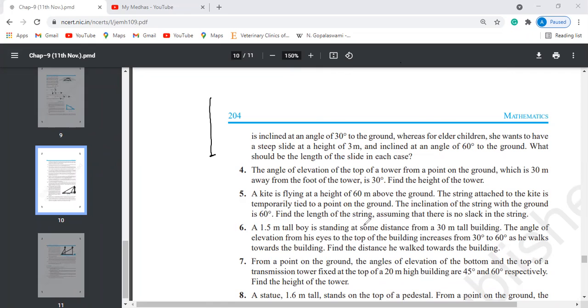A 1.5-meter tall boy is standing at some distance from a 30 meter tall building. I'll draw it separately: there is a boy, and there is a building of 30-meter height. The angle of elevation from his eyes to the top of the building is like this.